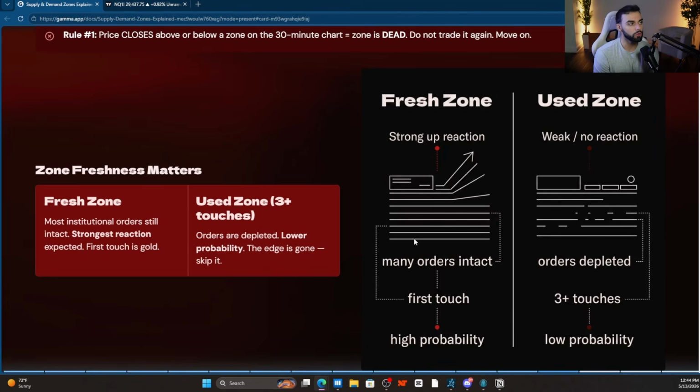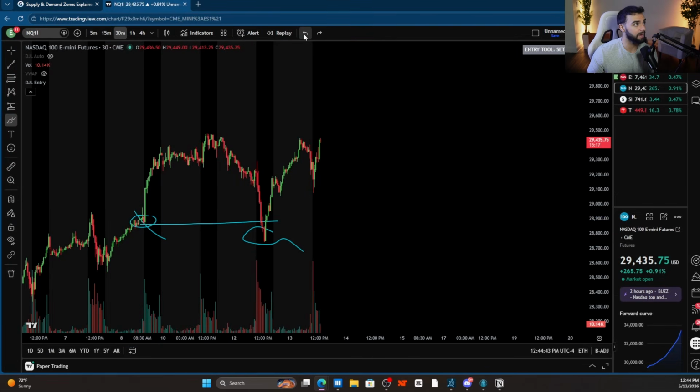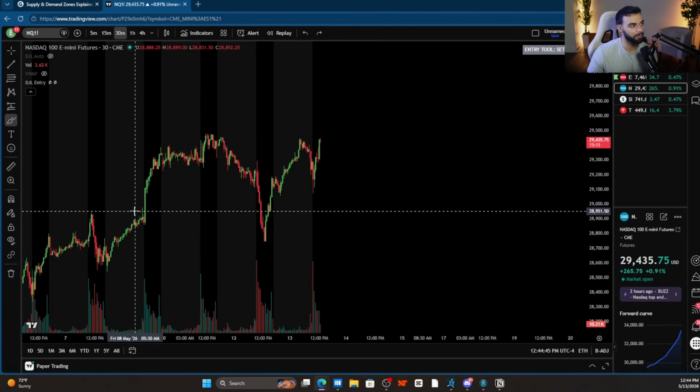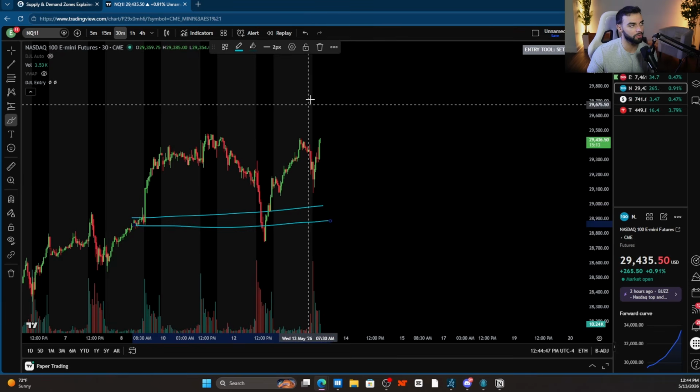And used zones. A lot of times you'll see a zone get tested over and over again. The orders are going to be depleted, lower probability, so the edge is going to be gone. And I don't necessarily skip it completely. And a lot of people think the more the zone is tested and held, the stronger it is.